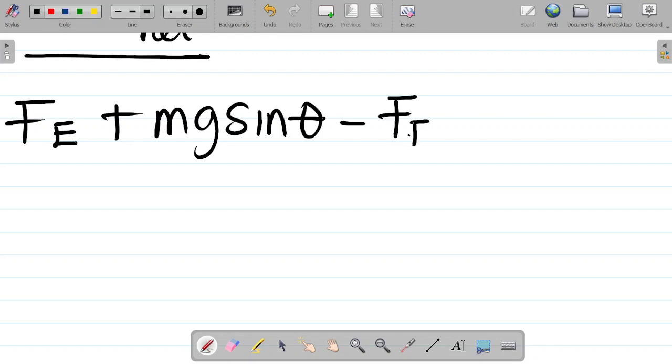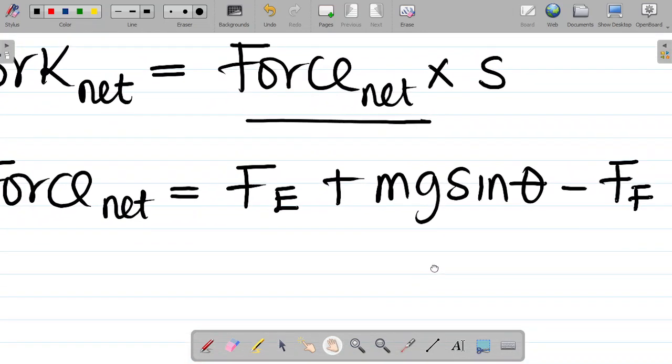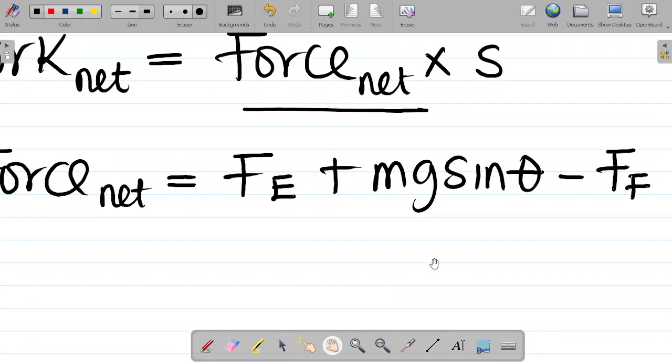Minus frictional force. So I have this. Basically, this is how you get the net force. Look at the direction of the motion of the body. If the force is going in the same direction as the motion of the body, it becomes positive. If it is going in the opposite direction, it becomes negative.